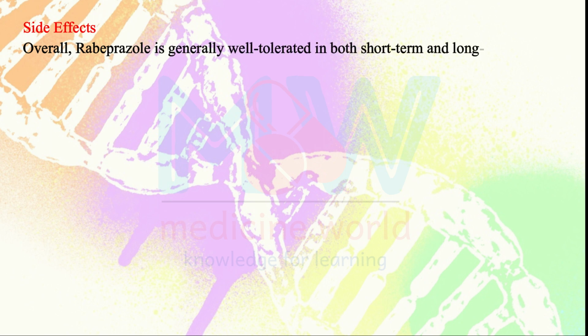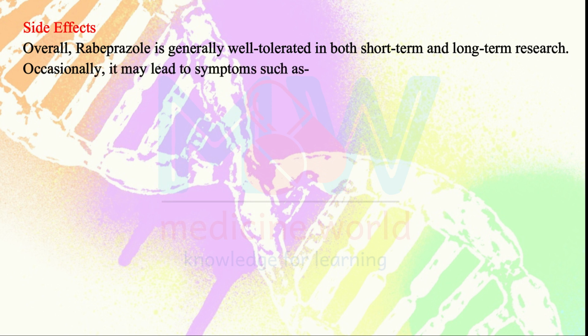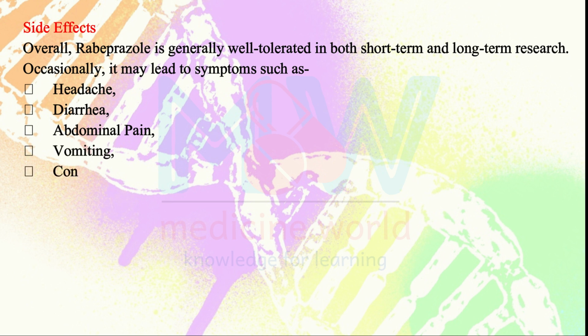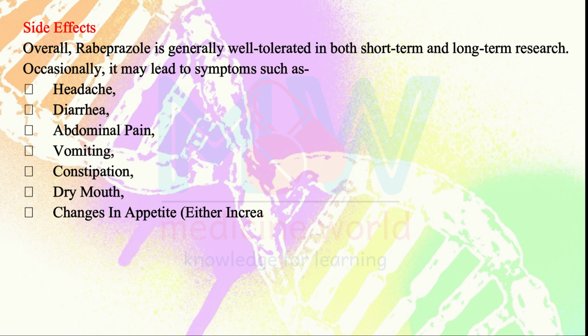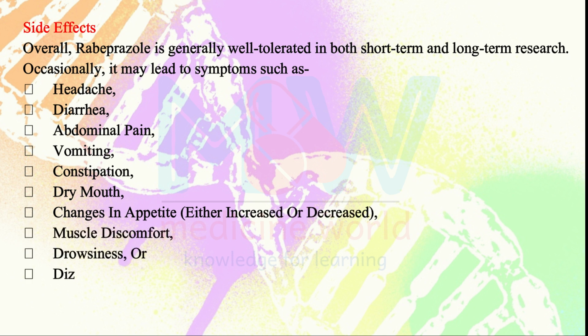Rabeprazole is generally well tolerated in both short-term and long-term research. Occasionally, it may lead to symptoms like headache, diarrhea, abdominal pain, vomiting, constipation, dry mouth, increased or decreased appetite, muscle discomfort, drowsiness, or dizziness.